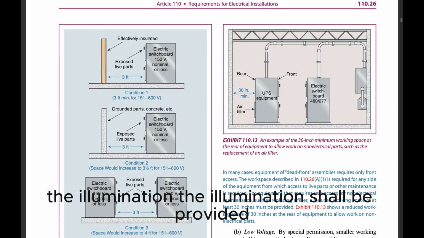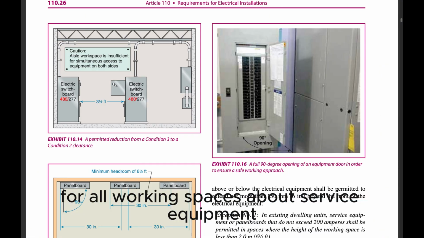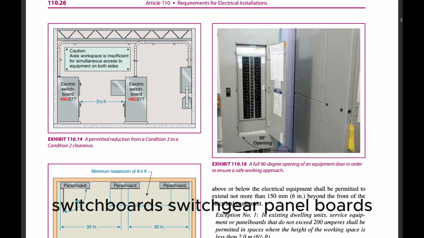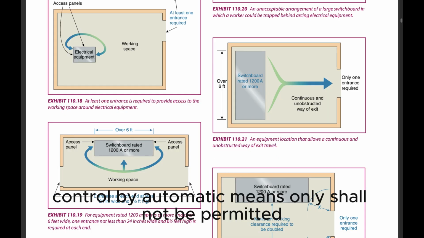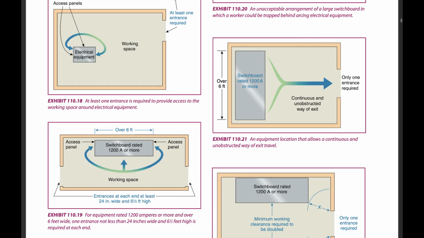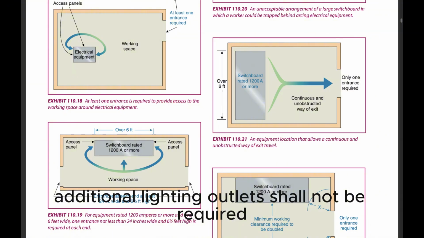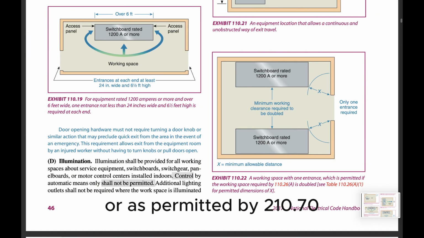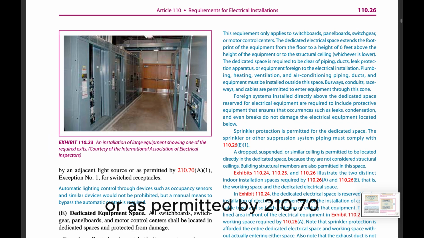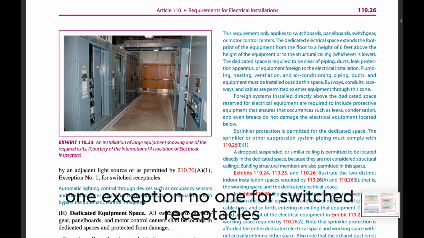(D) Illumination. Illumination shall be provided for all working spaces about service equipment, switchboards, switchgear, panelboards, or motor control centers installed indoors. Control by automatic means only shall not be permitted. Additional lighting outlets shall not be required where the work space is illuminated by an adjacent light source or as permitted by 210.70(A)(1), Exception No. 1, for switched receptacles.